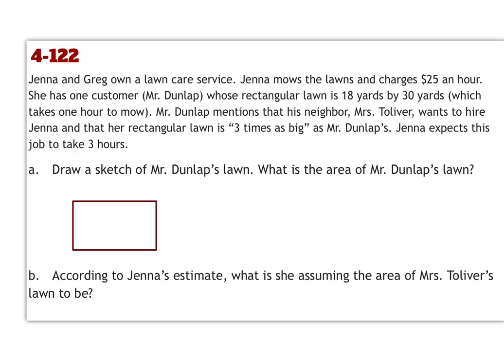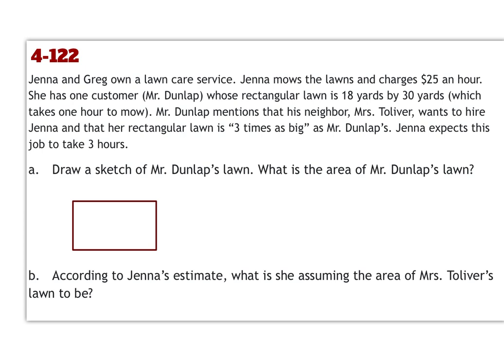Jenna and Greg own a lawn care service. Jenna mows the lawns and charges $25 an hour. She has one customer, Mr. Dunlap, whose rectangular lawn is 18 yards by 30 yards, which takes 1 hour to mow. Mr. Dunlap mentions that his neighbor, Mrs. Tolliver, wants to hire Jenna and that her rectangular lawn is 3 times as big as Mr. Dunlap's. Jenna expects this job to take 3 hours.